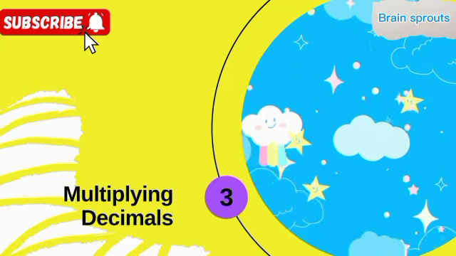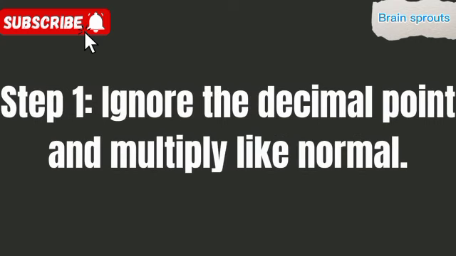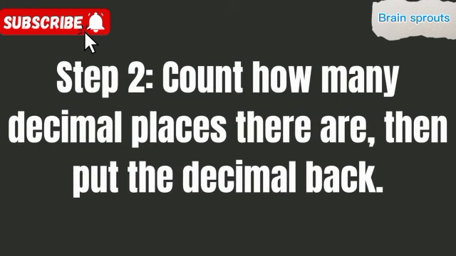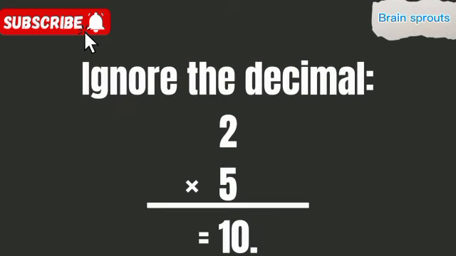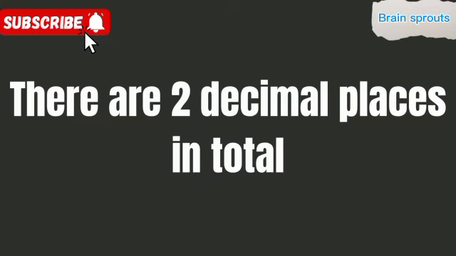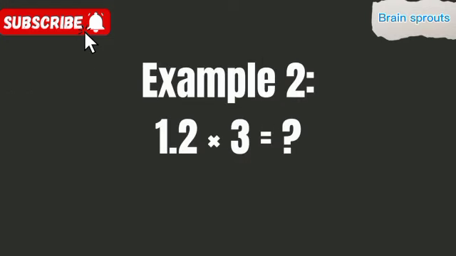Lesson 3: Multiplying decimals. Multiplying decimals is a little different. Step 1. Ignore the decimal point and multiply like normal. Step 2. Count how many decimal places there are, then put the decimal back. Example 1. 0.2 times 0.5 equals. Ignore the decimal. 2 times 5 equals 10. There are 2 decimal places in total, so the answer is 0.10 or just 0.1.